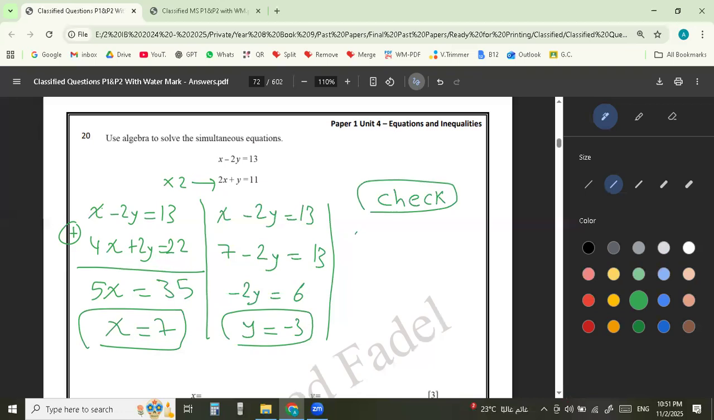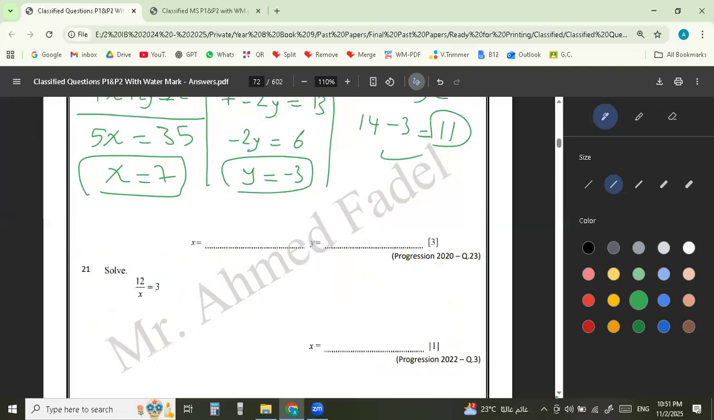Choose 2x plus y equals, will it be equal to 11? We will see. 2 times 7 is 14, minus 3 equals 11. Yes, I'm sorry, I got it right. So x is 7, while y is negative 3.